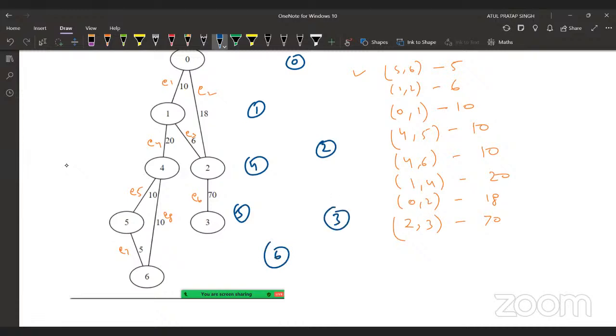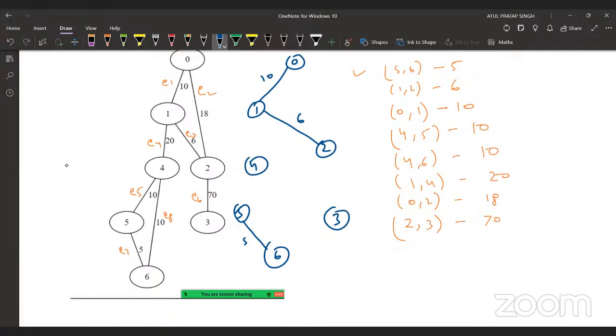Okay, so first we will start from the minimum cost edge, 5 to 6, and mark that this is in our spanning tree. And at the time of marking, we will check whether any cycle is created after considering this edge or not. There is no cycle created, so we will mark that in our final spanning tree. After that, 1 and 2, if we mark the edge from 1 to 2, 6, there is no cycle created. Same thing, 0 to 1, there is no cycle created, so this is 10.